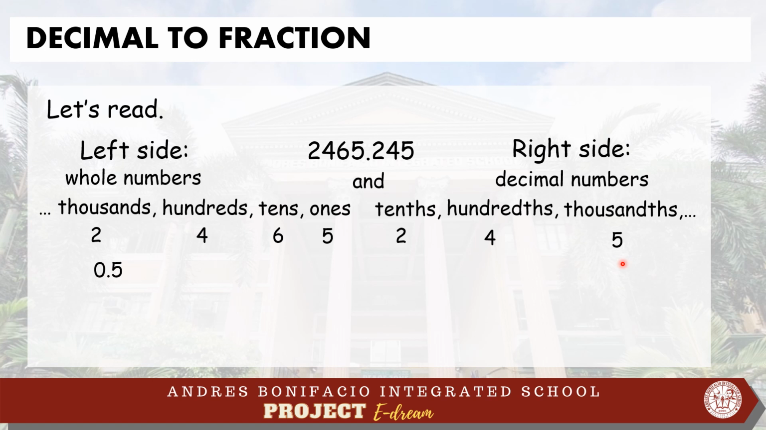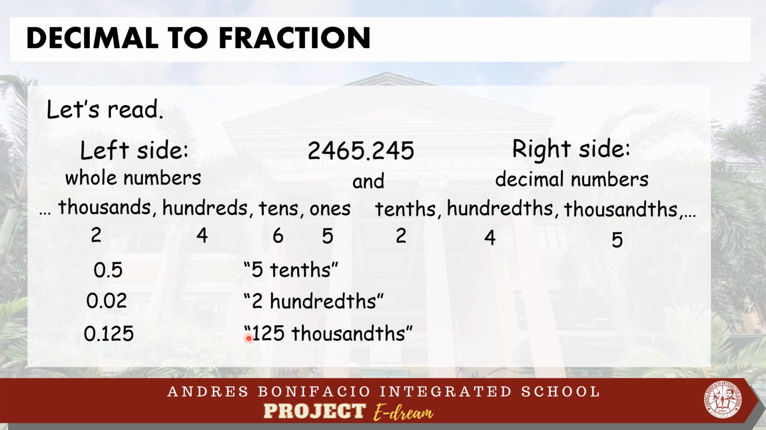So, let's try to read this one. 0.5. So, this is our ones. And this is our decimal number. So, yung place value nito ay tenths. So, we can read this one as 5 tenths. Okay, next one, we have 0.02. So, this one is 2 hundredths. Okay, next one, we have 0.125. So, tenths, hundredths, thousandths. So, we can read this one as 125 thousandths.